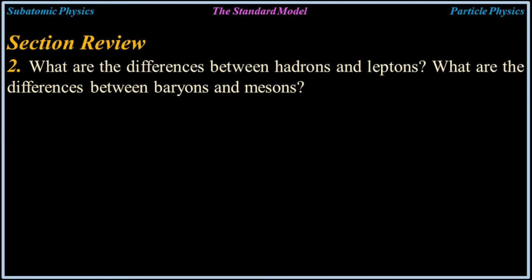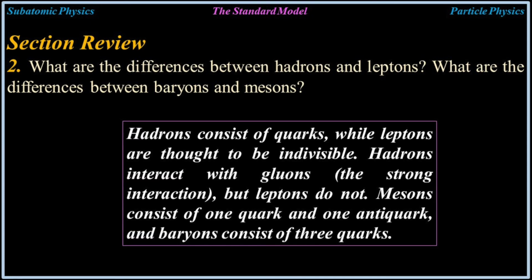What are the differences between hadrons and leptons? What are the differences between baryons and mesons? Hadrons consist of quarks, while leptons are thought to be indivisible. Hadrons interact via the strong interaction, which is mediated by gluons, but leptons do not. Mesons consist of one quark and one antiquark, and baryons consist of 3 quarks.